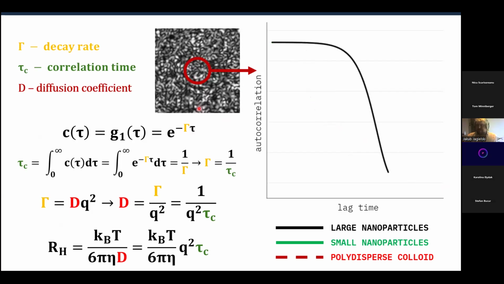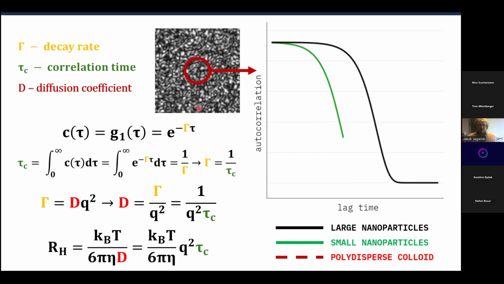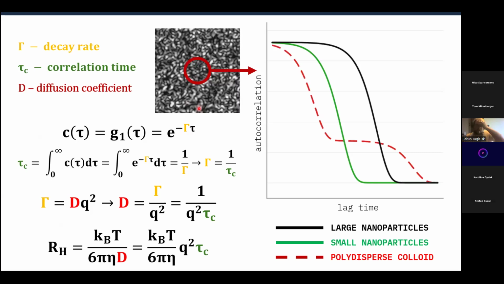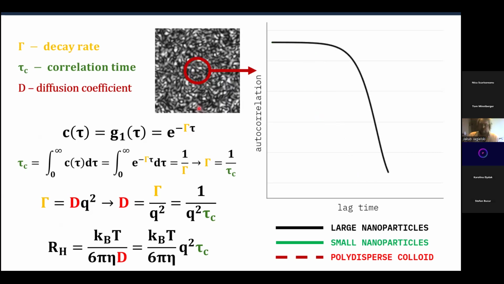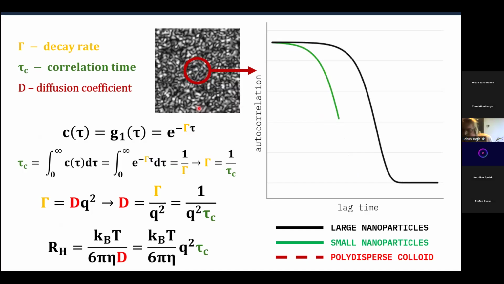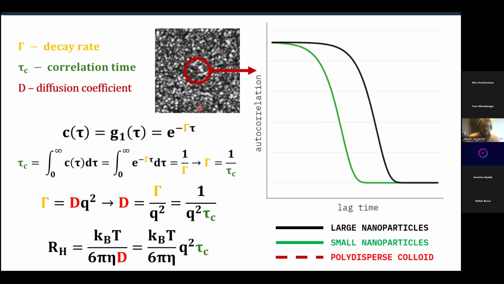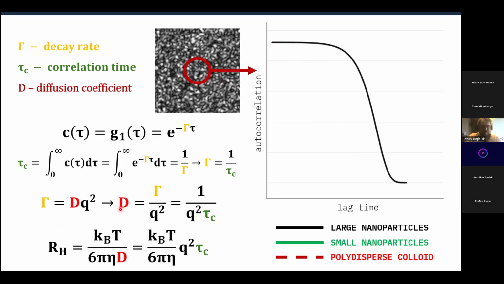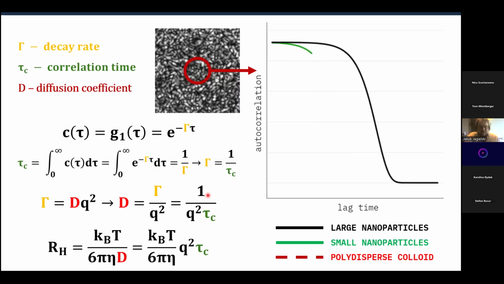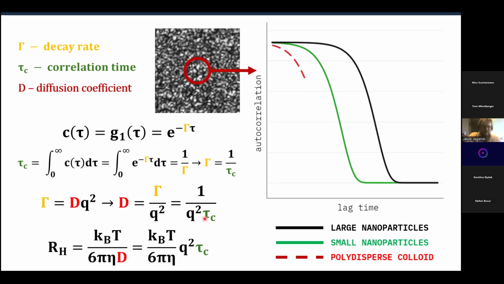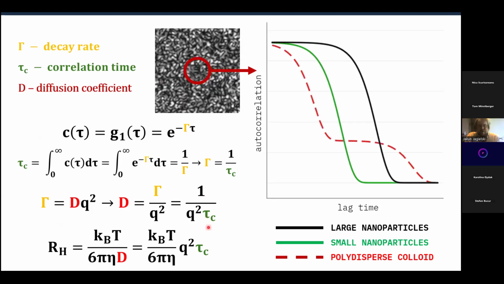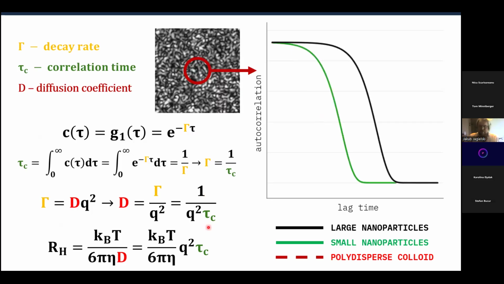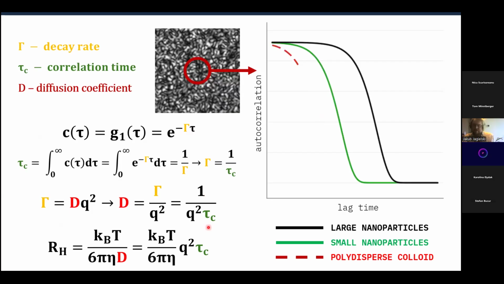Now, to make this data physically meaningful, we need to connect it to the diffusion coefficient D. The decay rate relates to the translational diffusion coefficient D through the scattering vector, which you can see here. Basically, we can calculate that our diffusion coefficient is 1 over the scattering vector squared times the correlation time. Then we can simply substitute it into the Stokes-Einstein equation to obtain the hydrodynamic radius.